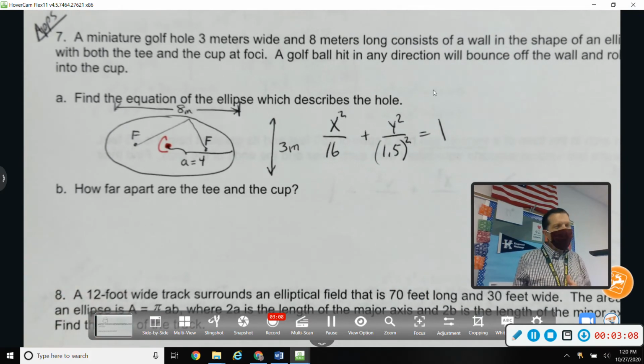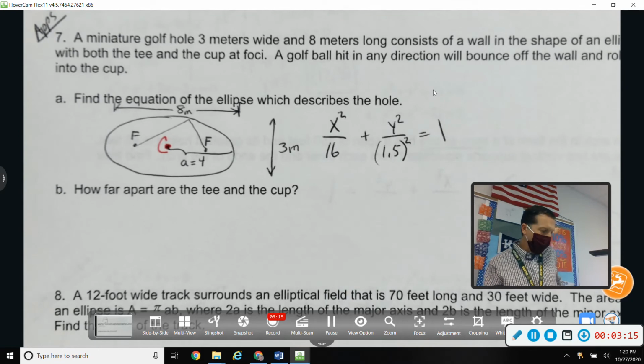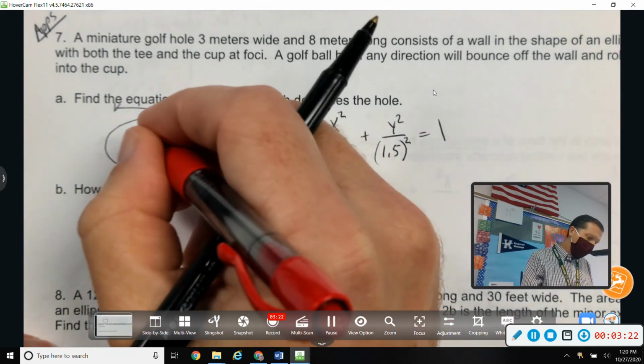Again, you've got a calculator so you can multiply it out. But if it's easier and it makes more sense to fit the problem, you could just leave it as 1.5 squared. Wait, is 1.5 the half of 3? Is that what you meant? Correct. So that b distance is 1.5.